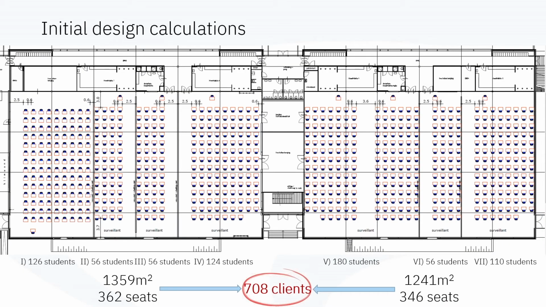Anyway, one of the customers presented us with a floor plan telling us, well, this is the setup that we are going to do. This is the layout that we're going to use with regards to the seating of all the different students. So that comes down to about 360 seats in the left side and around 350 on the right side, making it a total of a little over 700 clients. Well, okay, that's pretty dense, but we can work with that.